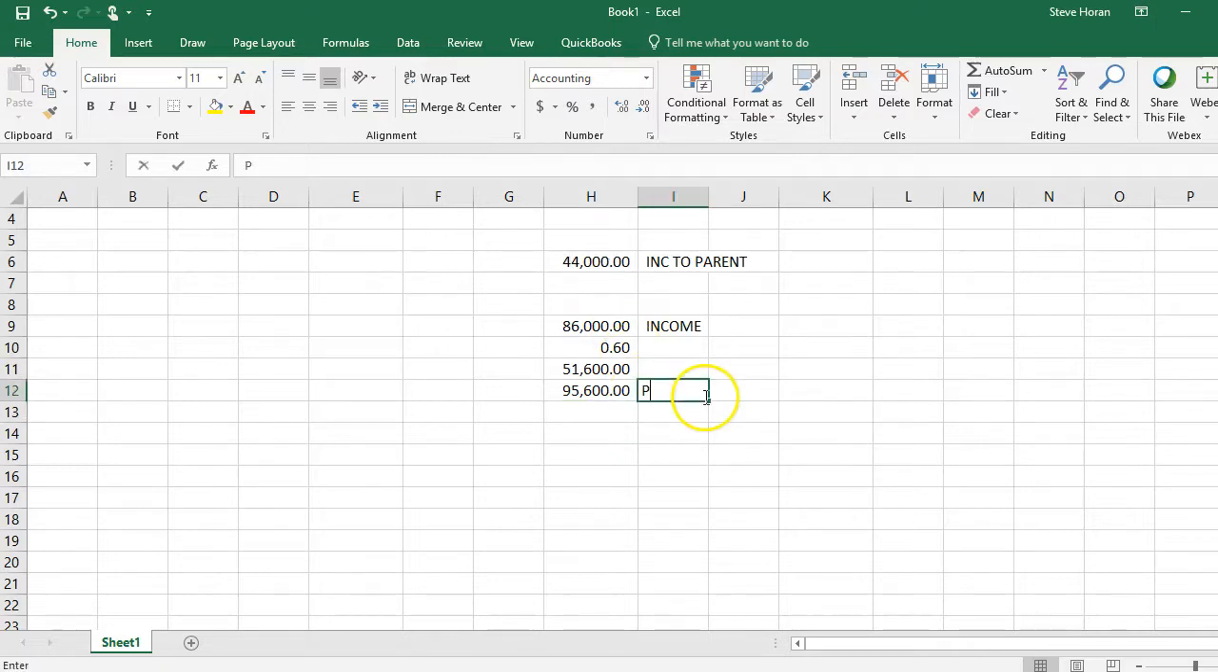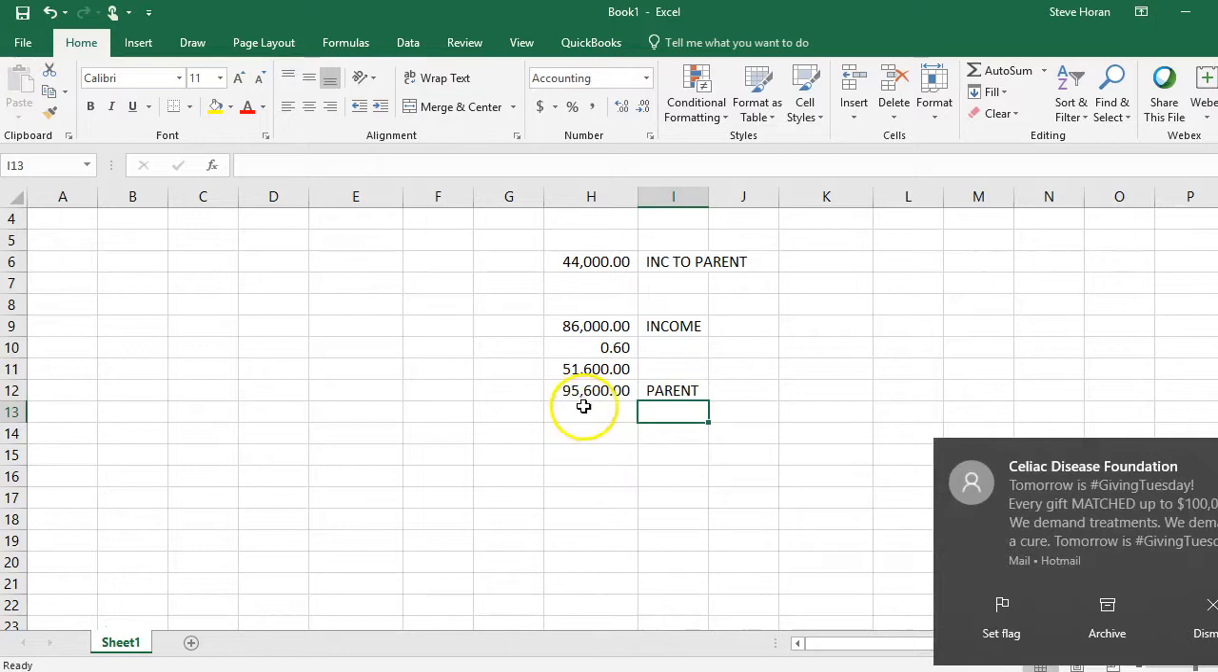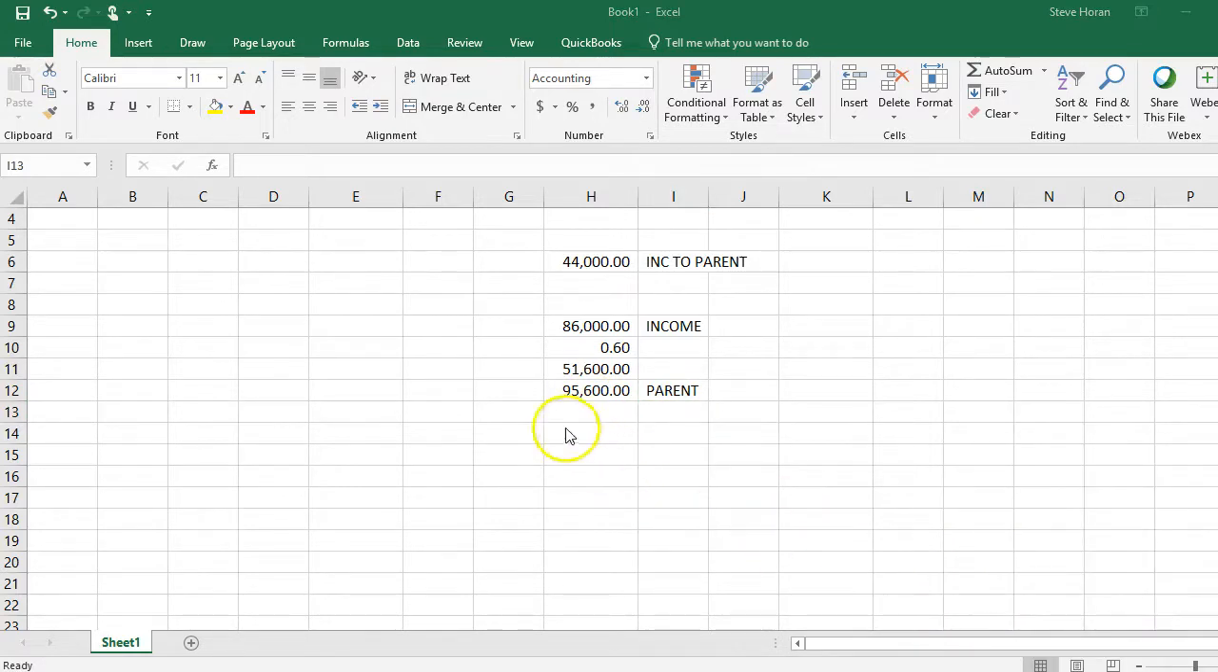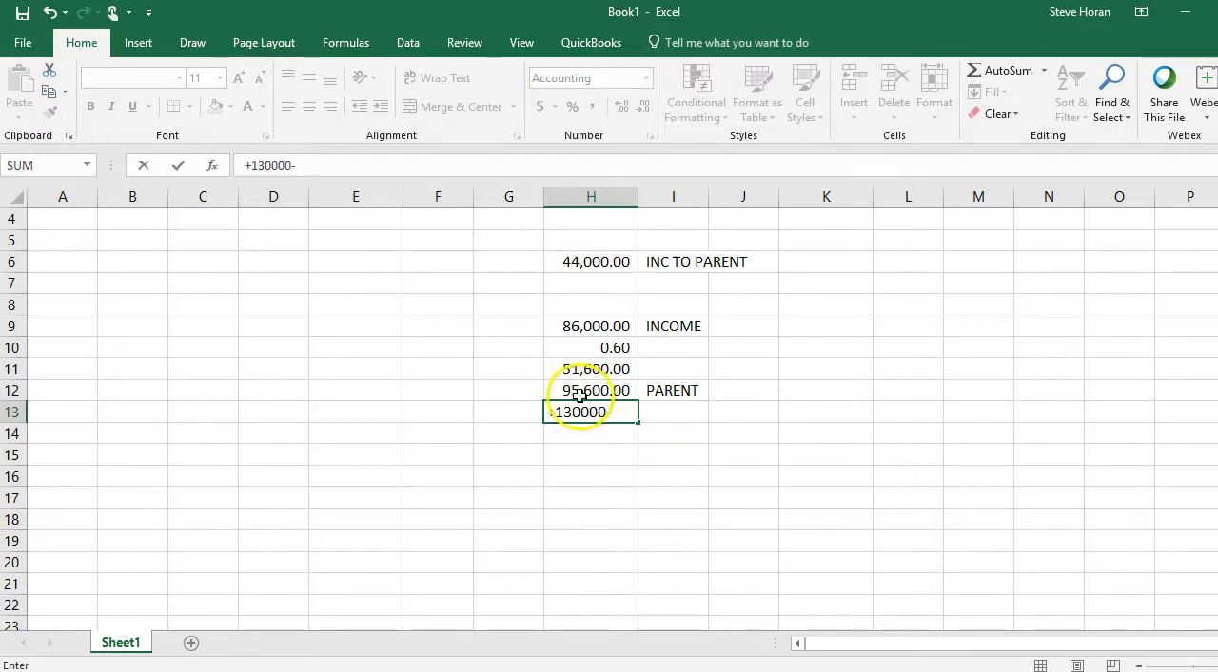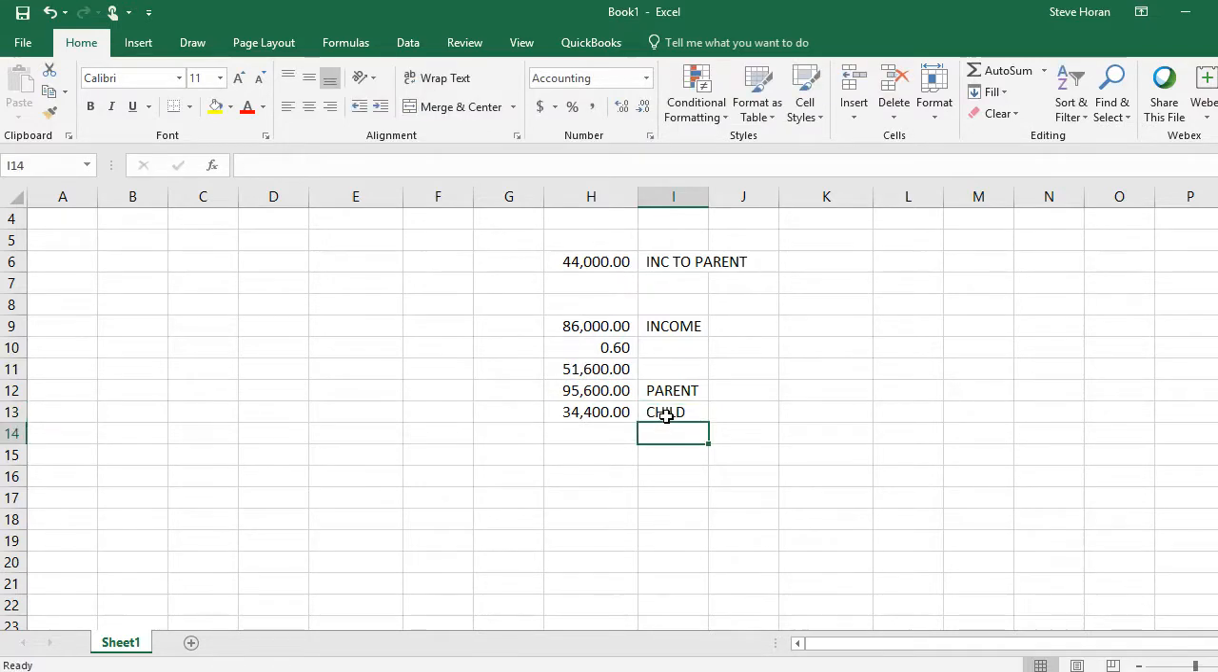Okay, so as parent, remember that there was a total of 130. So 130 minus what goes to the parent, that's what's left over, and that goes to the child. Okay, so the parent's income is 95.6, the child's income is 34.4.